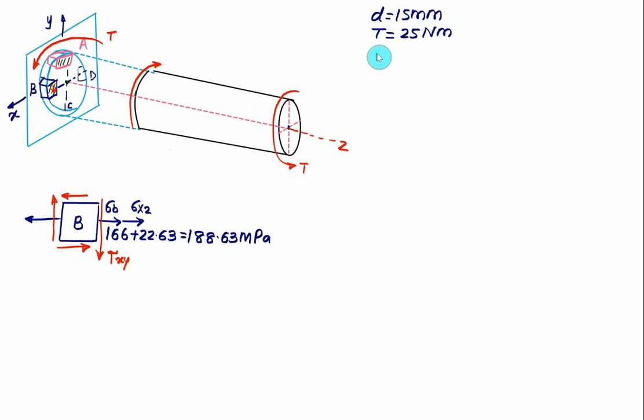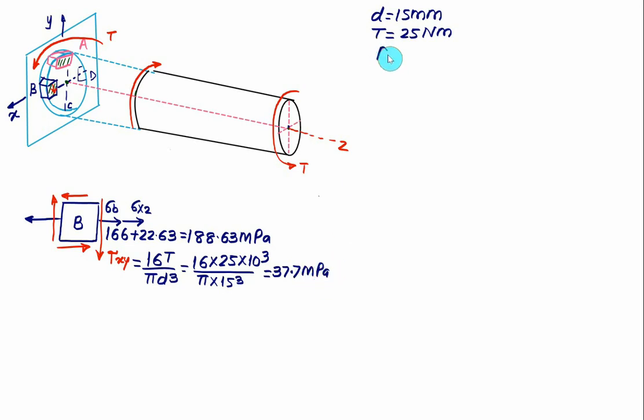The diameter of the shaft is 15 mm and the applied torque is 25 Newton meter. This value of tau xy will be the same as 16 times T divided by pi into d cube. That is we have 16, torque you have to take in Newton mm, 25 into 10 to the power 3, divided by pi into 15 cube. Solve this, you will get the shear stress as 37.7 megapascal.